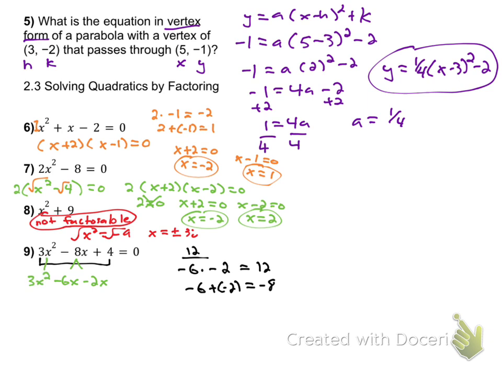Bring down the 3x squared. Bring down the 4. Now I have 4 terms. When we have 4 terms, we factor by grouping. Group, group, group, group. GCF of that first group would be 3x, leaves you with x minus 2. GCF of that second group, since the leading coefficient's negative, since that's a negative 2, you're going to take out a negative 2, which leaves you with x minus 2. So that answer would be x minus 2 times 3x minus 2.